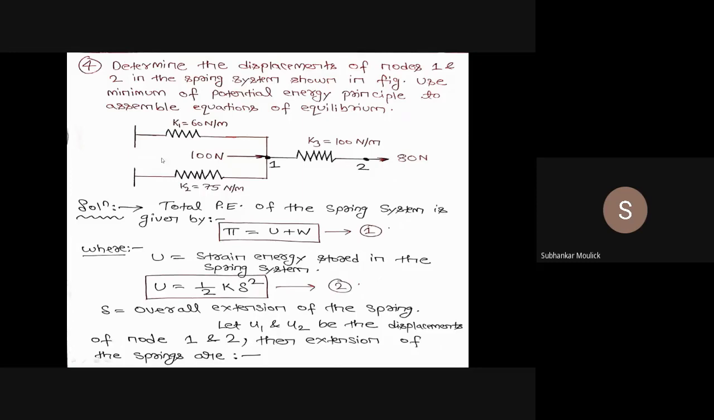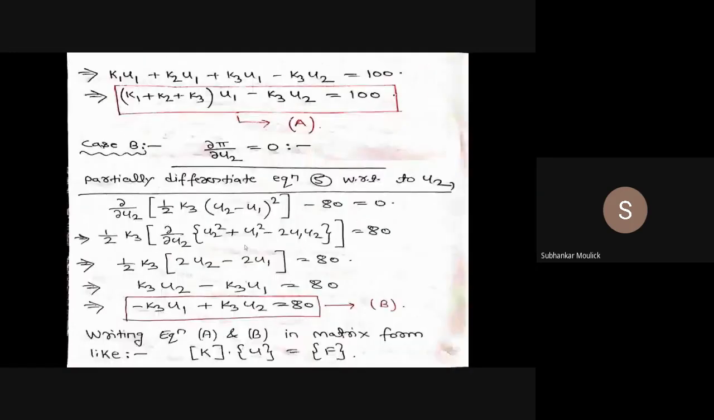Okay, now I have to use the principle of potential energy. According to the principle of potential energy, if I need to keep the entire system in equilibrium, I need to minimize the value of this potential energy. I need to minimize equation number 5. How can I minimize? I have to partially differentiate equation number 5 with respect to the unknown displacements present in the problem.